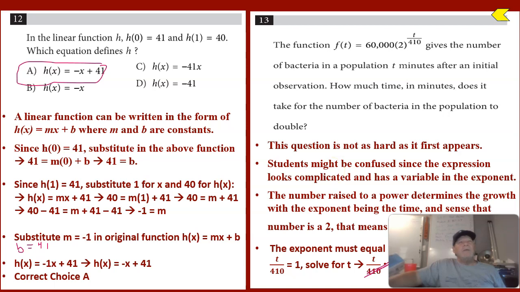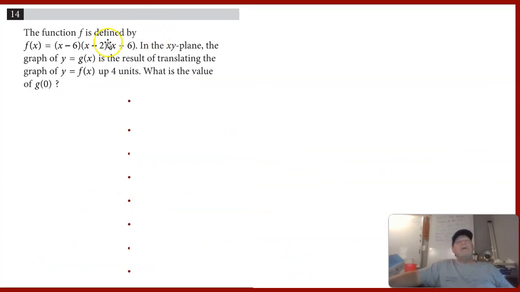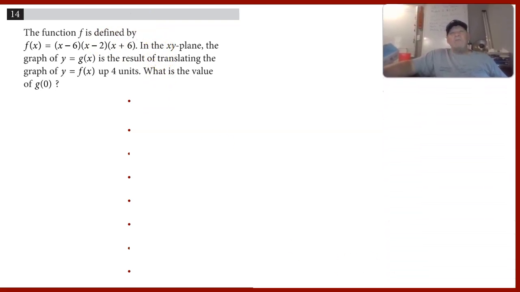Now we go to 14. 14 says the function is defined by, it's a cubic function, means it'll end up being the third power when you multiply this out. f of x equals the quantity x minus 6 times the quantity x minus 2 times the quantity x plus 6. So what they did, they factored that cubic. It's in the xy plane, so it's just graphed on the regular xy coordinates.